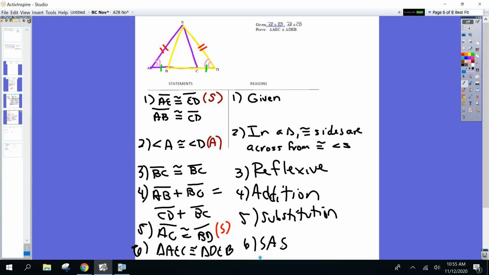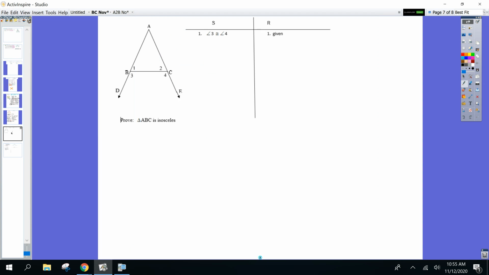Okay. I'm going to flip the script on you now. In the last two proofs, you knew it was isosceles. In this next proof, tell me why it's isosceles.